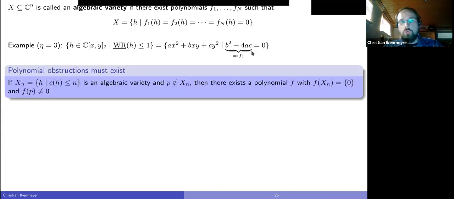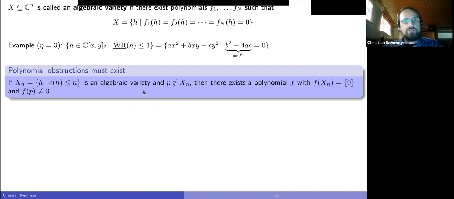And yeah, we know by this very simple argument that these polynomial obstructions must exist, right? If this is an algebraic variety and your point is not in Xn, then there must be some polynomial where your function is 0 everywhere on the variety, but non-zero on your point. You just pick one of the functions here. It cannot be 0 on all the functions, because otherwise the point's in the set, right?